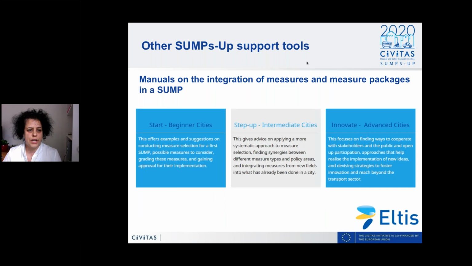So we have a manual called START, for beginner cities, that offers examples and suggestions on conducting measure selection for a first SUMP. Then we have the Step Up manual for intermediate cities, that gives advice on applying a more systematic approach to measure selection, and the Innovate manual for advanced cities. This focuses on finding ways to cooperate with stakeholders and the public, and for a higher level of citizen participation in the cities when implementing the list of measures.